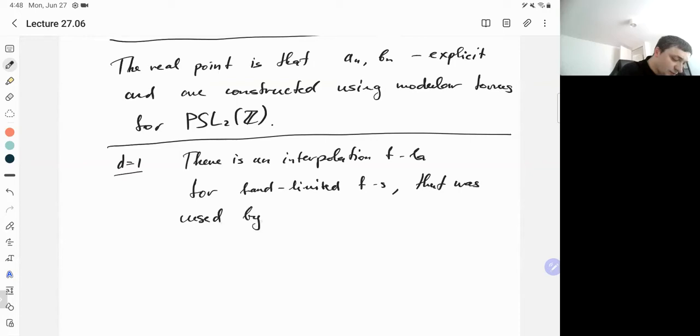And that was used by Cohn and Kumar to prove universal optimality of Z.